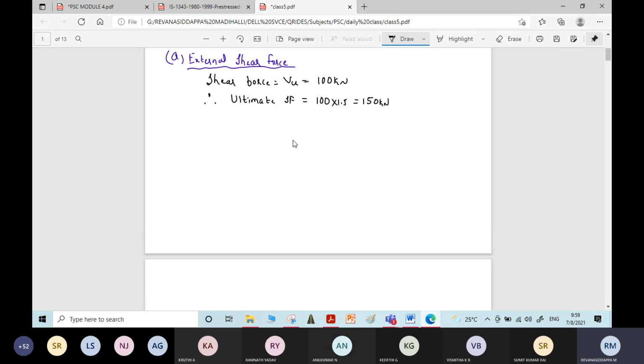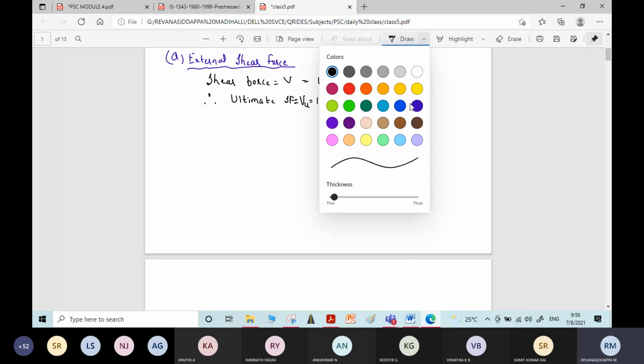This you call as V, and ultimate shear force as VU. Okay, ultimate shear force VU is equal to 150 kilonewton. Next, you calculate internal shear resistance using that formula, which is given in page number 46.